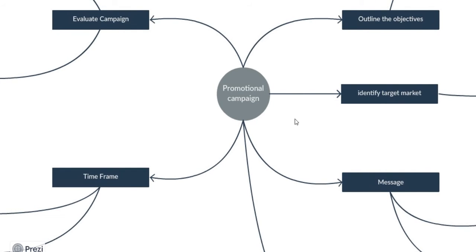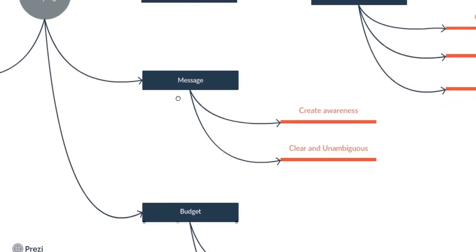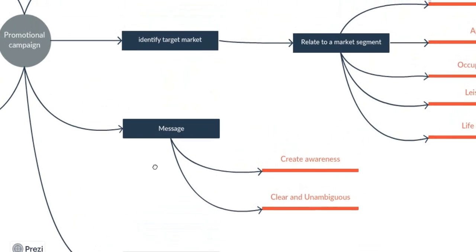If this is your promotional campaign, you see there are 5 main goals. You have to evaluate the campaign. You have to set up a time frame, outline the objectives, identify the target market you're going to shoot this campaign to, and what is the message you want to transmit. Let's take a look at the message first. Oh, and the budget, very important. How are you going to pay for this?